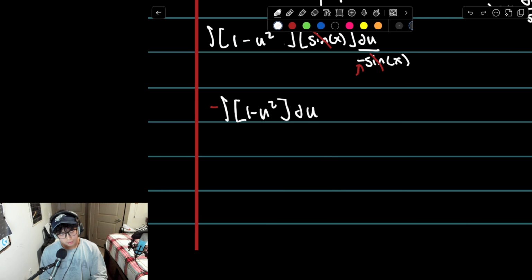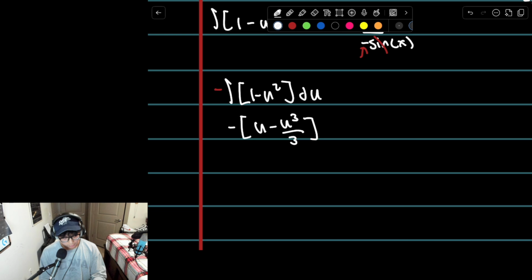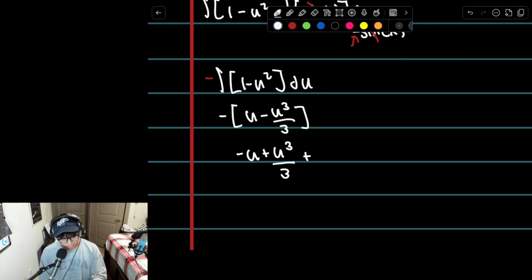Now from here, we're given a fairly simple integral, which we can just evaluate as u minus u cubed over 3. And then applying that negative outside of the brackets will get us negative u plus u cubed over 3. And also, don't ever forget the plus c.